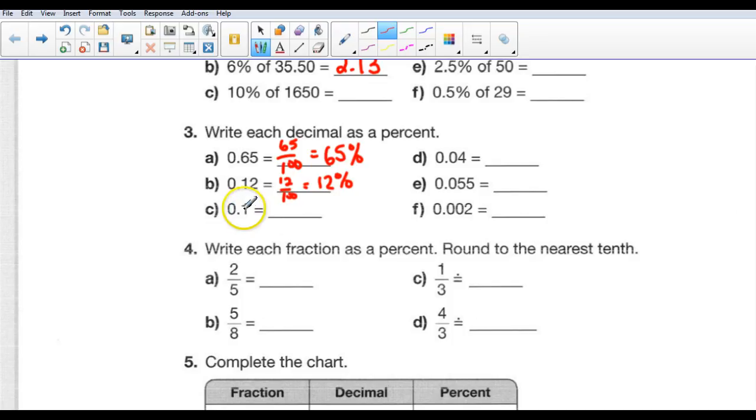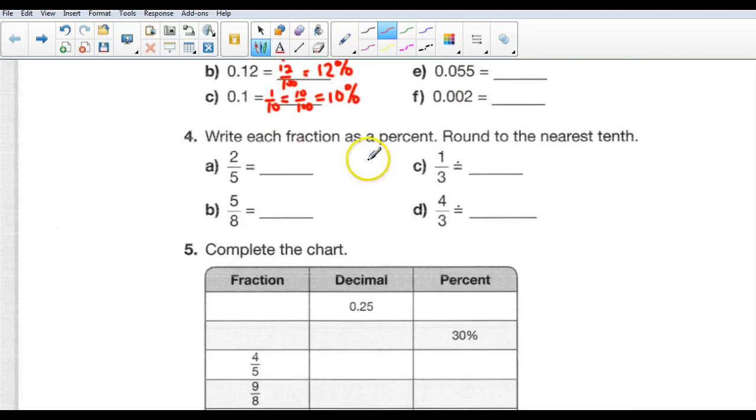Now, 0.1, we've only got a number in the tenths column. So we can say that that's 1 out of 10. And 1 out of 10 is exactly the same as 10 out of 100. 1 over 10 is the same as 10 over 100, which is equal to 10%. Okay, so you go ahead and try the other ones.